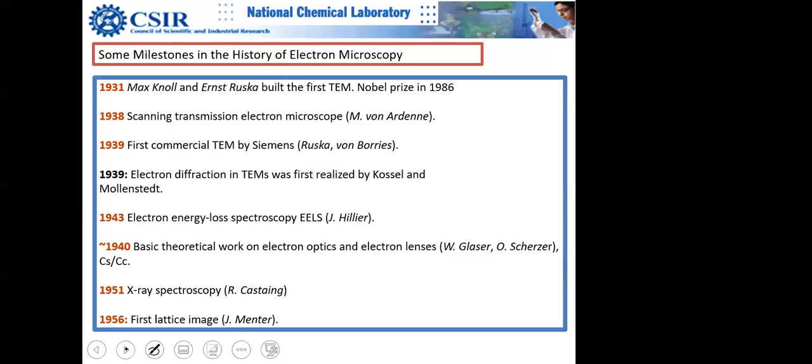So Ruska was a young guy in 1931, and he made the first EM in 1986.